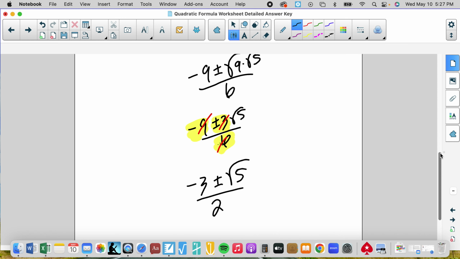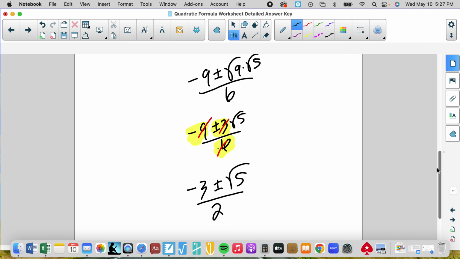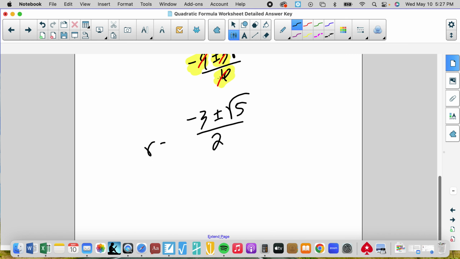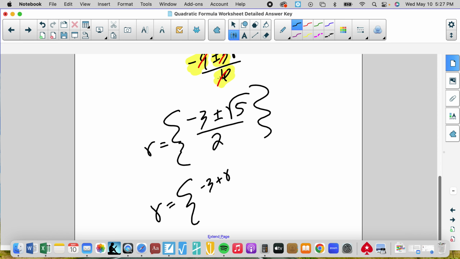What's my starting variable? R. So R equals, we can do that. You also could have done R equals negative 3 plus rad 5 over 2, negative 3 minus rad 5 over 2. Both of those answers are correct.